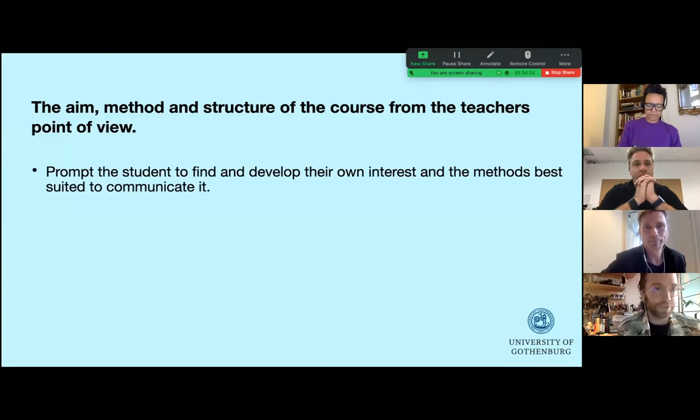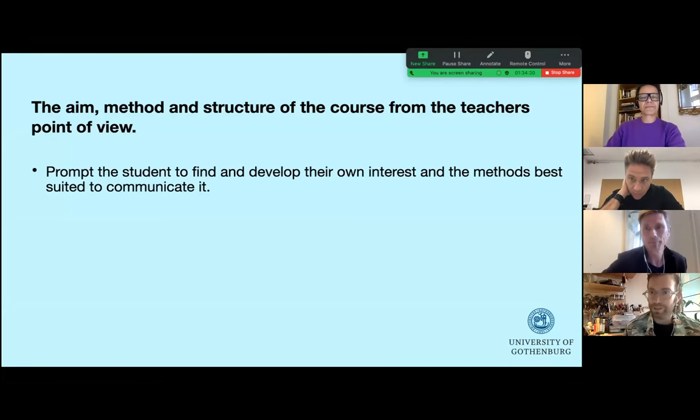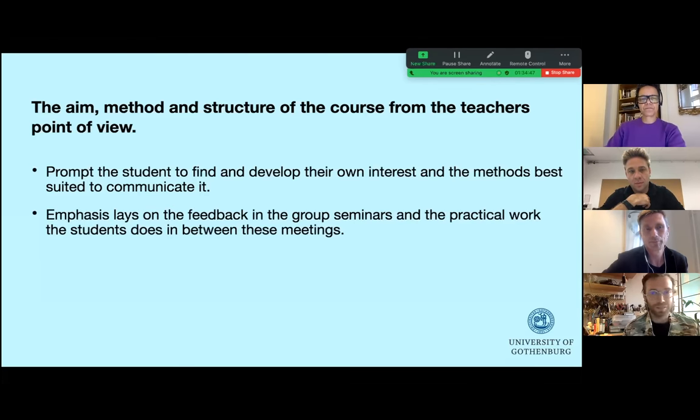Just really briefly I want to go through the expressed aim, method and structure from us teachers. How do we want the course to be for the students? And the aim is that we want to prompt the students to find and develop their own interests and the methods best suited to communicate it. That's what we want them to become. An emphasis lies on the feedback in the group seminars and the practical work the student does in between the meetings. So it's like a two-stage rocket of practical work and the reflection on the practical work.